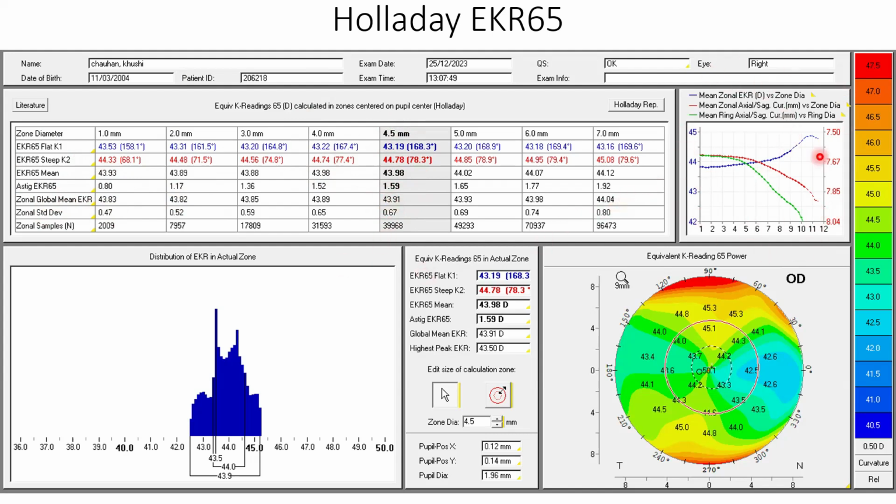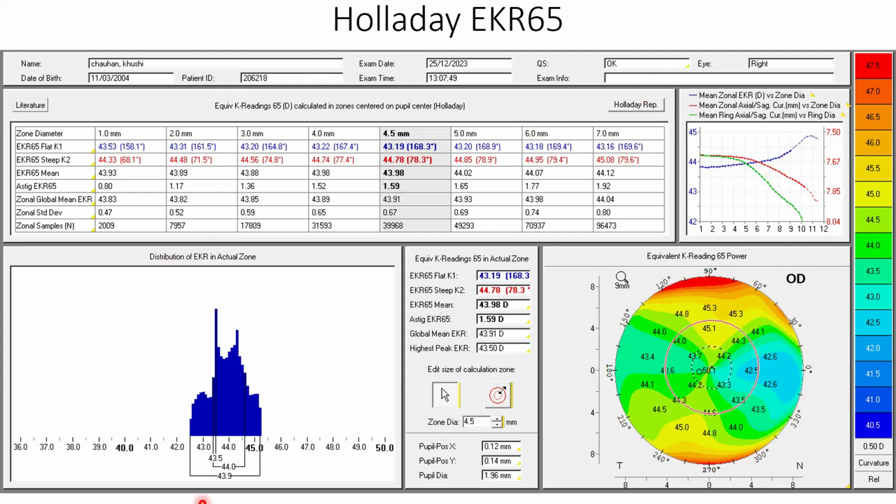This is a box which gives us a graph. The blue line indicates the mean zonal EKR versus the zone diameter. This blue line, this is the important graph that we need to note. As we move towards the periphery, it should rise.